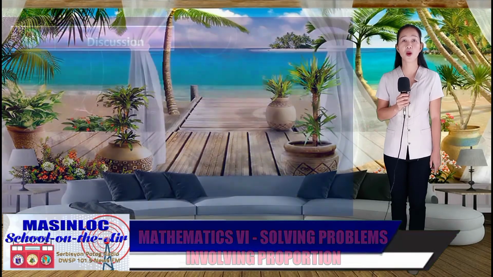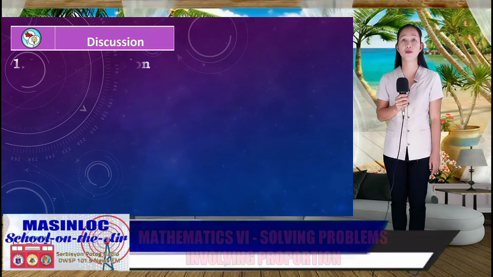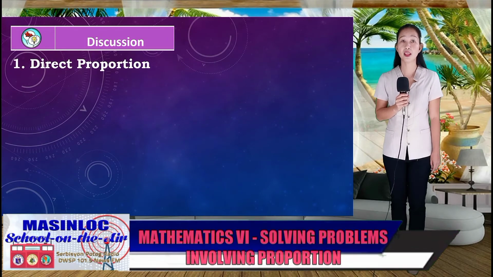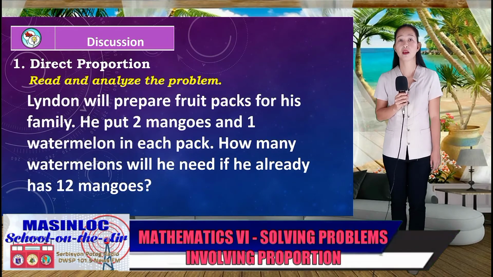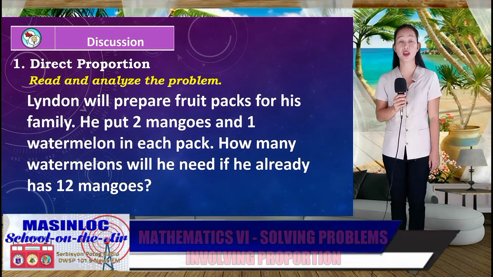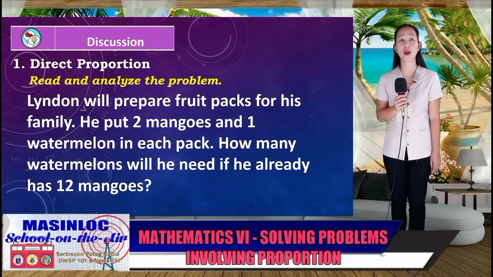Read and analyze the problem. This is an example of direct proportion. Lyndon will prepare fruit packs for his family. He put 2 mangoes and 1 watermelon in each pack. How many watermelons will he need if he already has 12 mangoes?